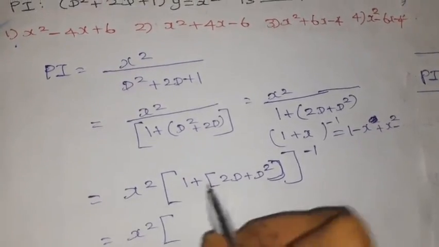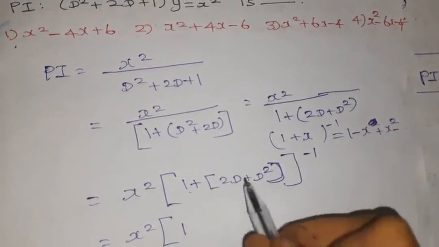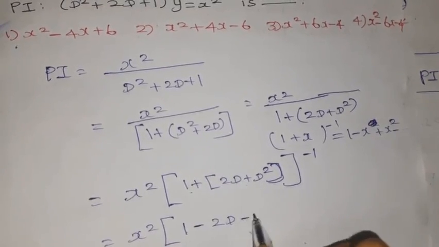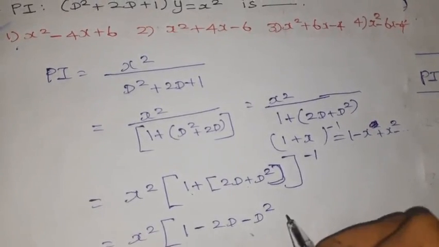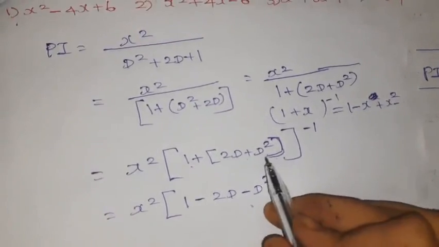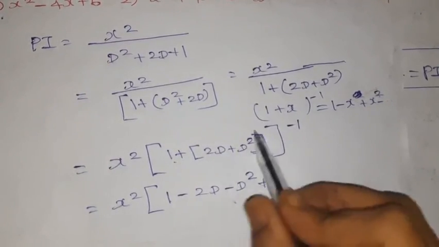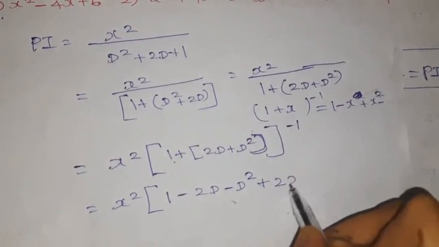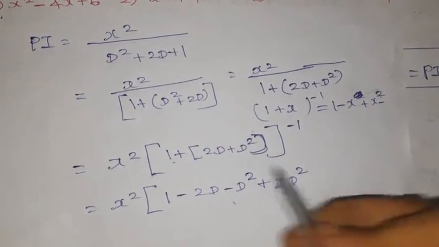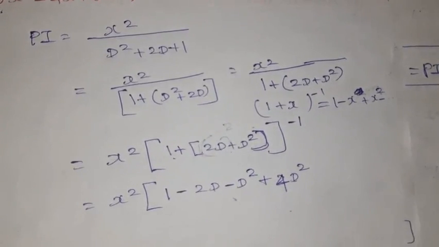First, (1 plus x) whole power minus 1: 1 only, then minus x. X is this term, minus x is nothing but 2D minus D squared. So I am just multiplying with the minus sign also. Then x squared: this x squared term we will get 2D squared, right? The x squared term is 4D squared. Okay, these two terms, 4D squared.